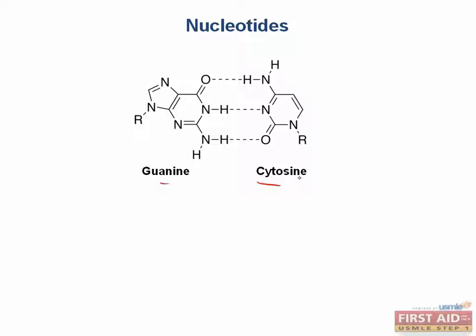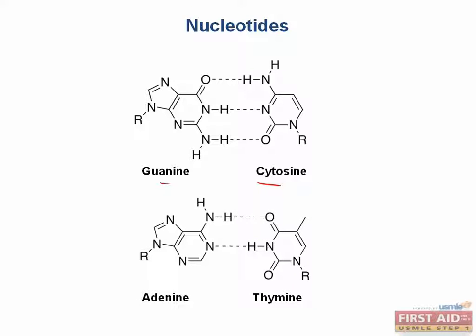Guanine and cytosine pair up by forming 3 hydrogen bonds, whereas adenine and thymine, or adenine and uracil, only form 2. This is important because it's one reason that GC bonds are more stable than AT bonds, which means it requires more energy to separate DNA strands that are rich in G's and C's.